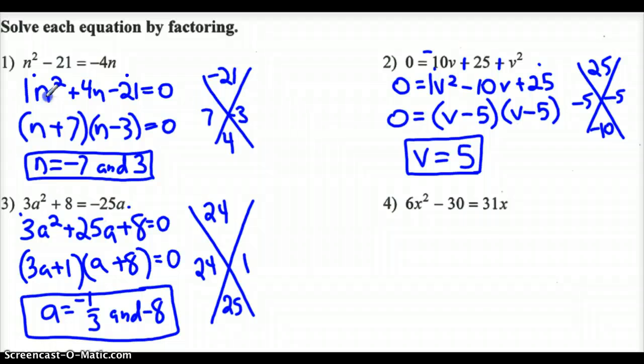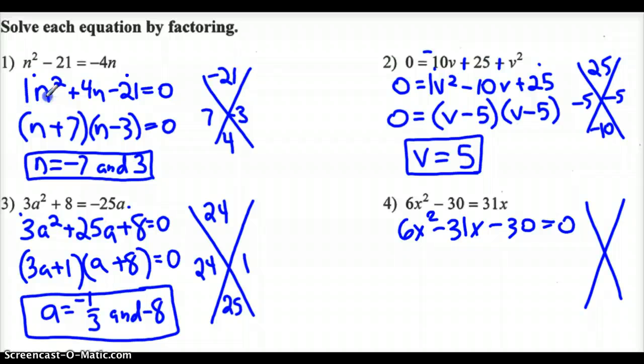Here, like our previous problems, I can go ahead and get everything on one side. Over here, again, I'm taking 6 times negative 30 for negative 180. Middle term is negative 31. Now this poses a little bit different type of scenario. My factors of 180, I'm going to start listing and look for a difference of 31.